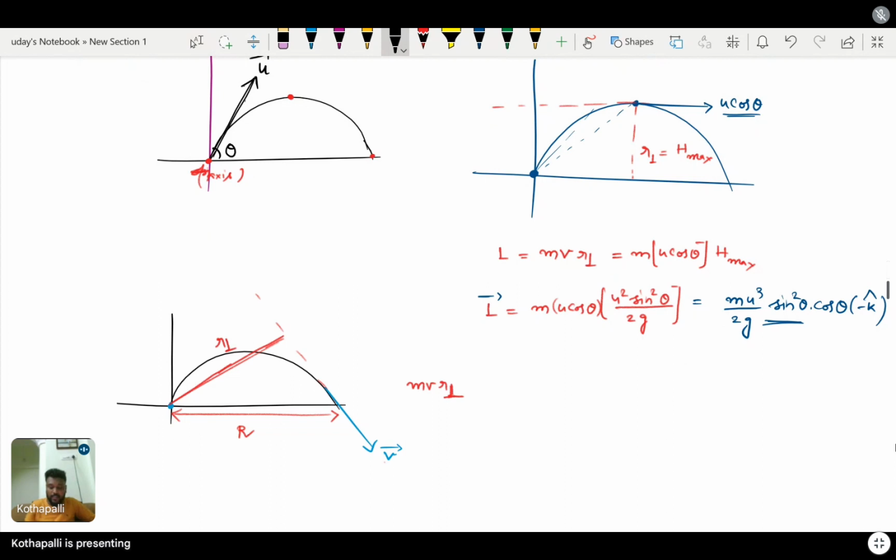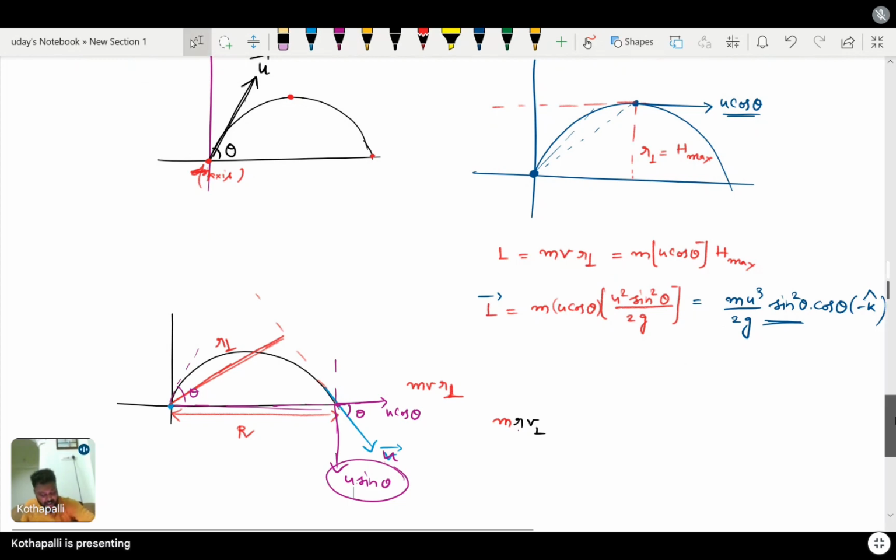Or one more possible case is what? M R V perpendicular. Here R is not the perpendicular distance. What is this R? This is the position at that instant, that means the range only. So V perpendicular will be like this. If it is projected at an angle theta with the horizontal, this will be U cos theta always, and this will be U sin theta. Now, the perpendicular component of velocity to the position is U sin theta only. Understand my point or not?